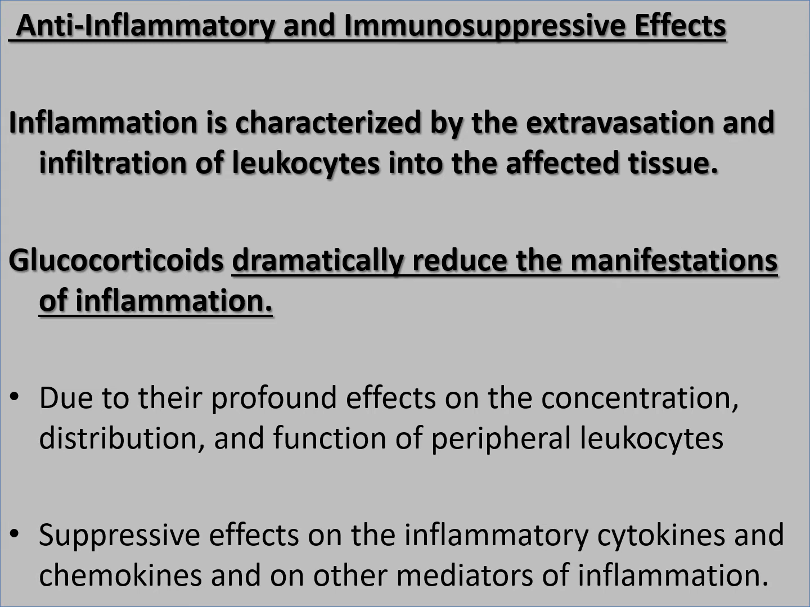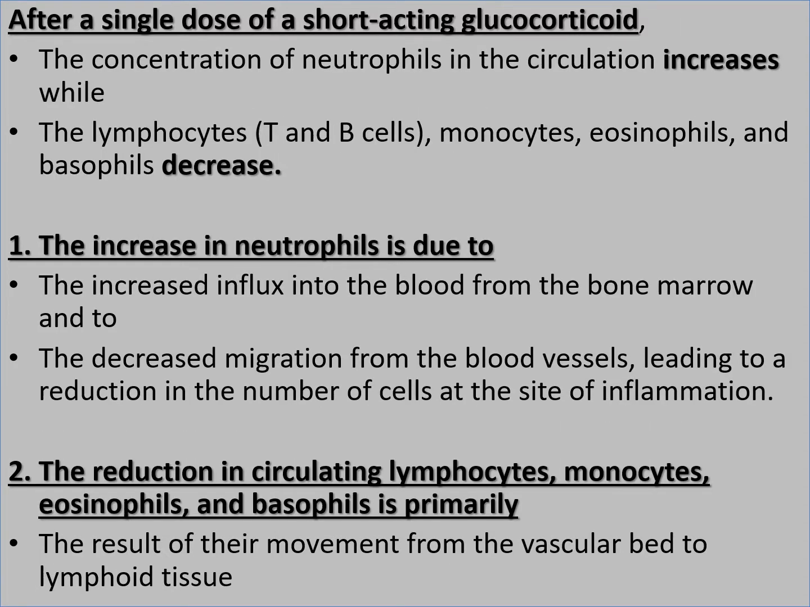So if anyone asks you how steroids act as an anti-inflammatory, here is the answer. Number one, they have a profound effect on the concentration, distribution, and function of peripheral leukocytes. Number two, they suppress the inflammatory cytokines, chemokines, and all other mediators of inflammation. So what happens after a single dose of short-acting glucocorticoid? The concentration of neutrophils in the circulation increases, but lymphocytes, monocytes, eosinophils, and basophils decrease.